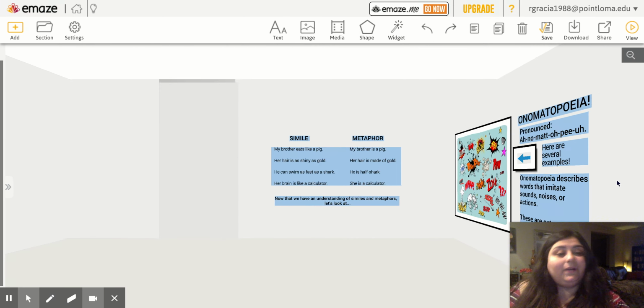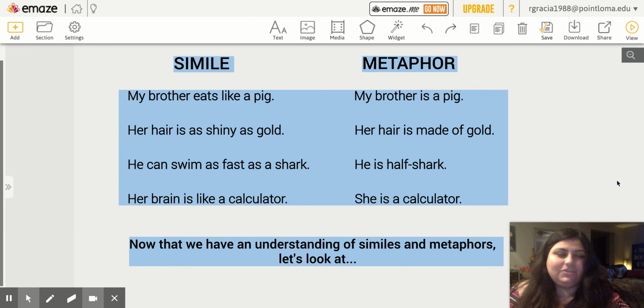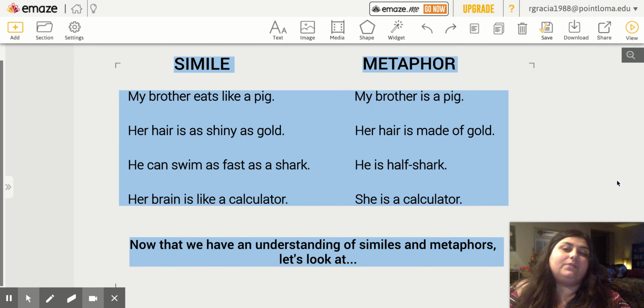So let's go ahead and side by side these. Just a few more examples so that when you come to class tomorrow with your own examples, that you are more prepared so that we can go ahead and get started with our lesson. So simile, my brother eats like a pig. Good simile, you have a good like in there. Metaphor, my brother is a pig. Comparing him to a pig without using like or as, metaphor.